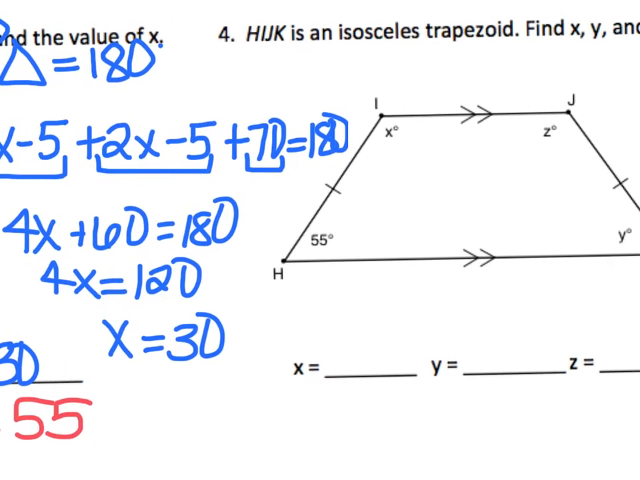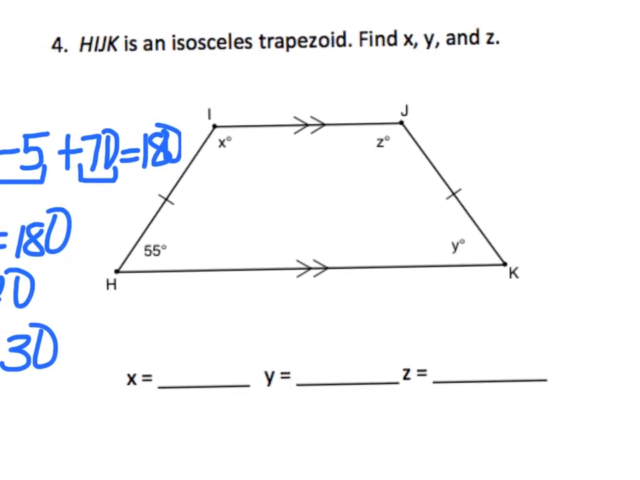Okay, moving on to number 4. HIJK is an isosceles trapezoid. So what that means is I have two parallel sides, so IJ and HK are parallel, and then the other two sides, IH and JK, are the ones that are congruent. So now that I remember what an isosceles trapezoid is, I can find X, Y, and Z.